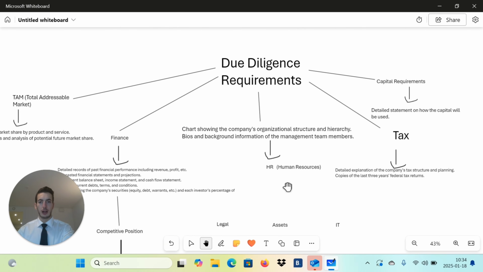Now let's get into the fourth one, which is the HR, human resources. So a chart showing the company's organizational structure and hierarchy, bios and background information of the management team members. So record team, staff, members, all of that makes sense to show off right here.